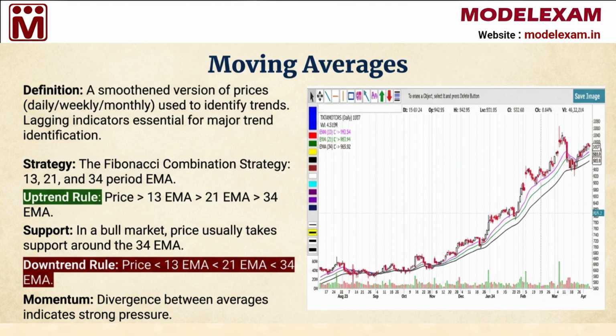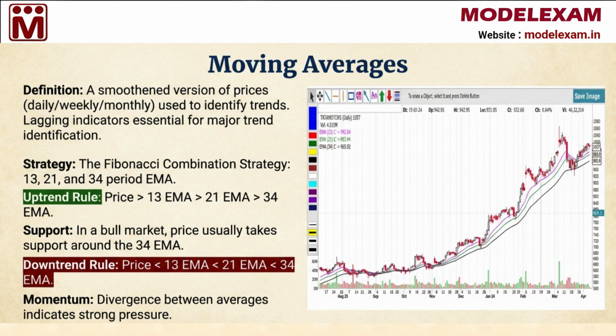Moving on to our first technical tool, let us look at moving averages. A moving average is simply a way to smooth out the noise of daily price fluctuations to see the clearer picture. Think of it as a curved line that follows the price. We use a specific strategy here called the Fibonacci combination strategy, which uses the 13, 21 and 34 period exponential moving averages or EMA. The rule is simple.